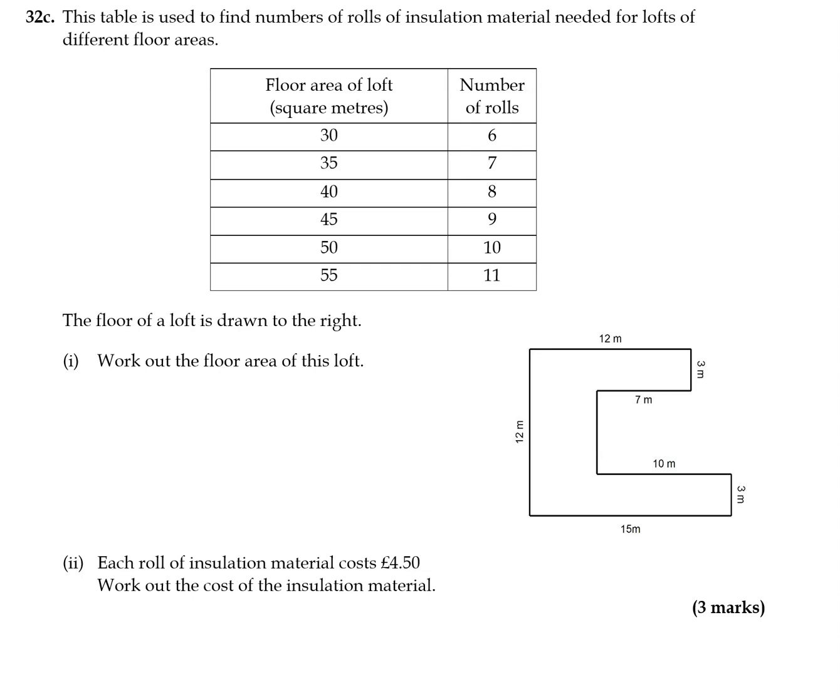In this particular question, we're looking at the number of rolls of insulation material needed for lofts of different floor areas. The loft being the space in the roof of a house. And insulation is to keep the heat in the house. So in this particular question, we've got a roof, the floor of the roof shaped like a C shape.